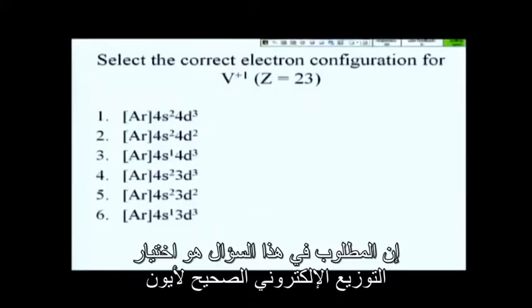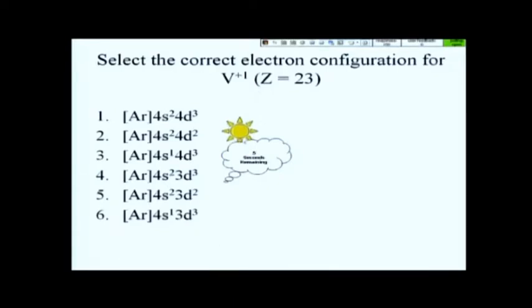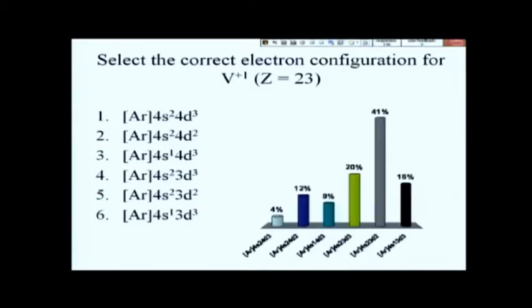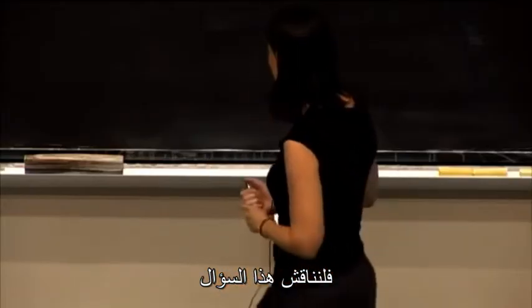In this one, we're selecting the correct electron configuration for an ion. So why don't you go ahead and take 10 more seconds on this second clicker question for our intro. Okay, so it looks like we have a little bit of a mixed consensus here. Let's go over this question.